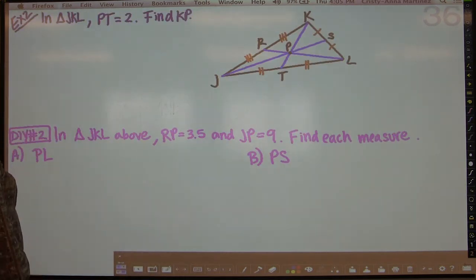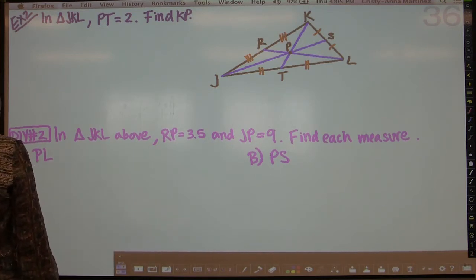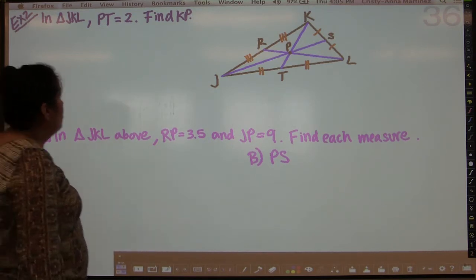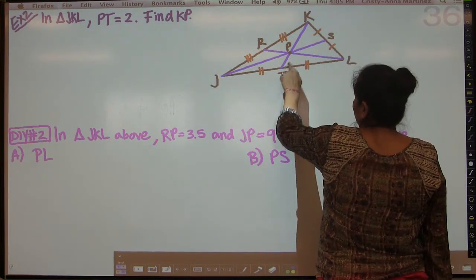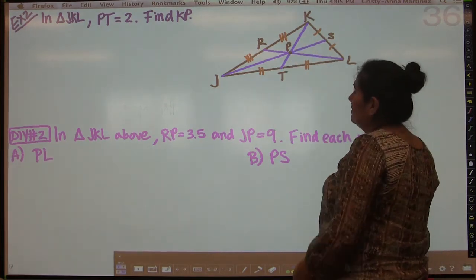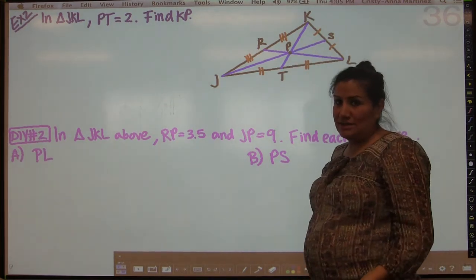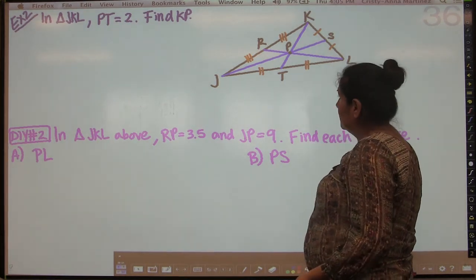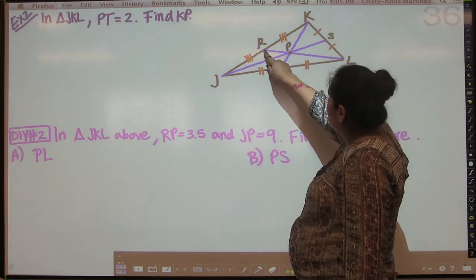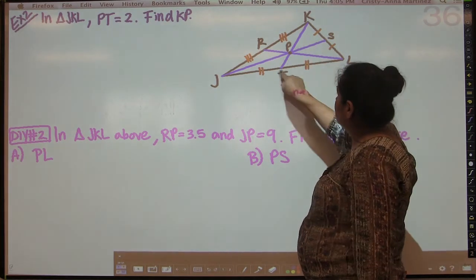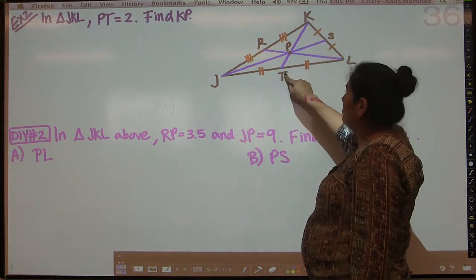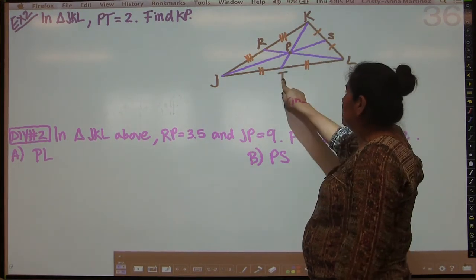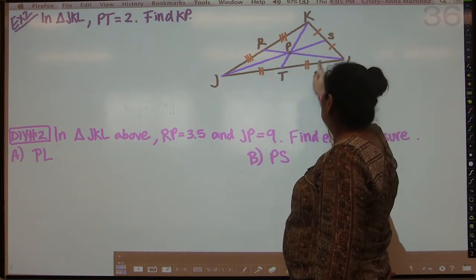Okay, so here we have another example. Again, we're dealing with a centroid, and it states in triangle JKL, PT, so this segment right here, PT, is equal to 2. They want us to find KP. All right, so first thing we have to do is make sure that point P is actually the centroid, and it is, because you can see that each of these medians is going from a vertex to the midpoint of the opposite side, and you know that R, S, and T are the midpoints because all of these segments are marked congruent.